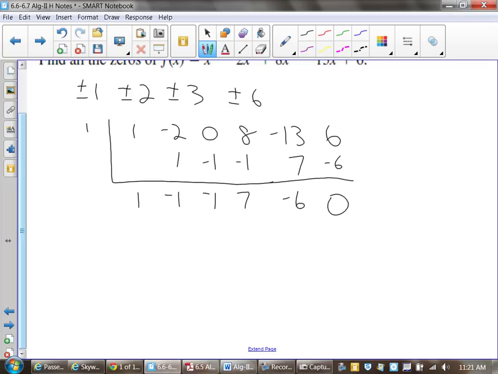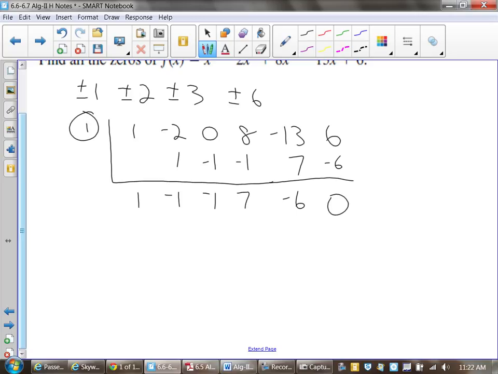Is it a 0? Yes. Do I now have a new polynomial to work with? Yeah. Okay, I know that 1 is a 0. It worked. I know that my degree now is what? It's a 4th degree polynomial. It has 5 terms. Do I know how to factor anything that's a 4th degree polynomial that has 5 terms? No. So I'm going to use synthetic division again.